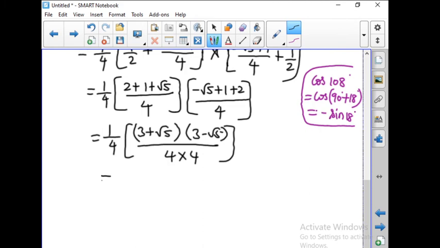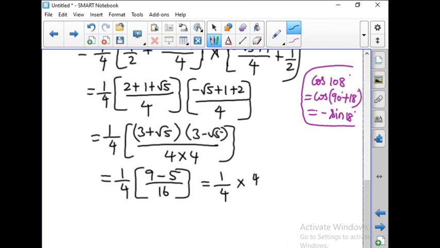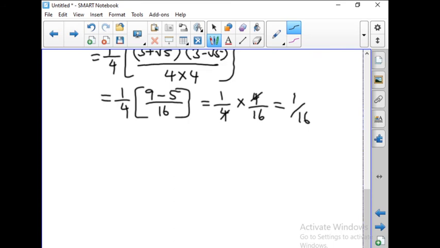So we are getting 1 by 4 into, this is 9 minus root 5 square, which is 5, divided by 16. So we are getting 1 by 4 into 4 by 16. So your answer now is 1 by 16. Already we got 1 by 8.